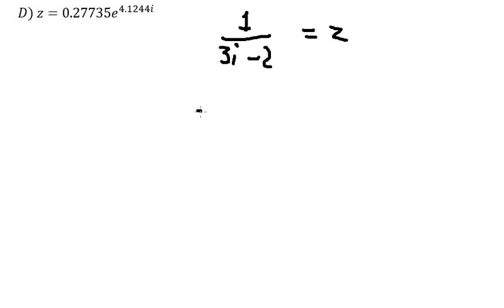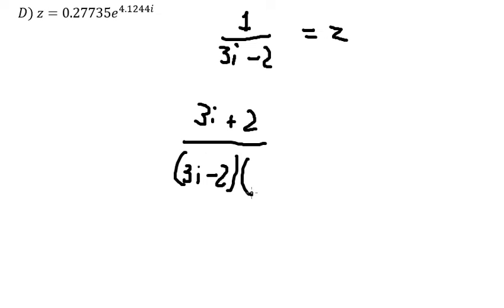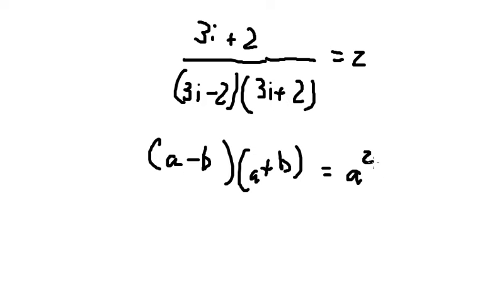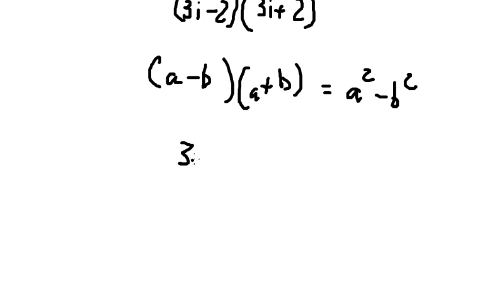Next, we need to multiply by 3i plus number 2 on numerator and denominator. So this one we have the formula in here. So in this one we simplify.